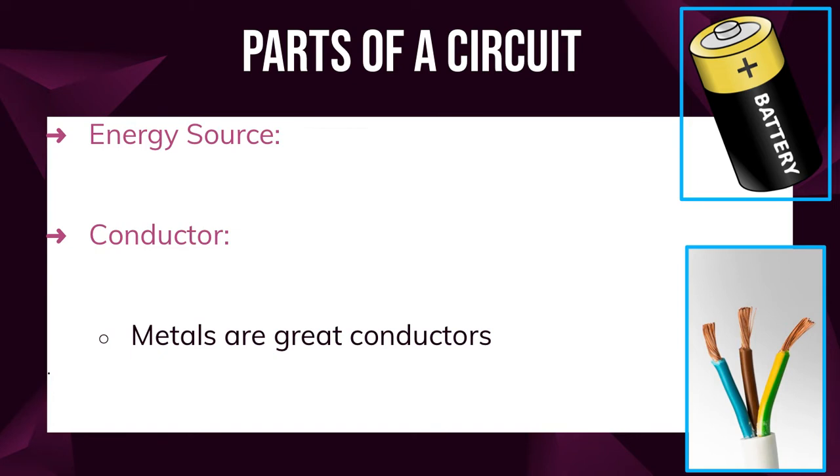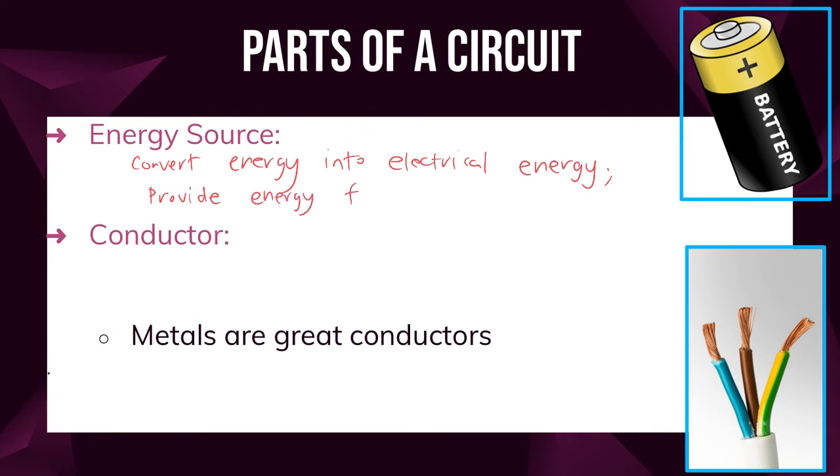So our energy source are things like batteries. And our energy source is going to convert energy. So in the example of a battery, it'll convert chemical energy into electrical energy. And so because the energy source exists, it's going to provide energy for our electrical circuit.